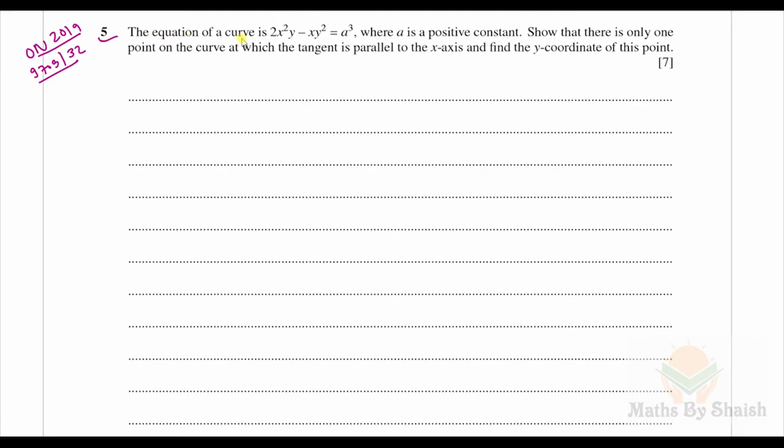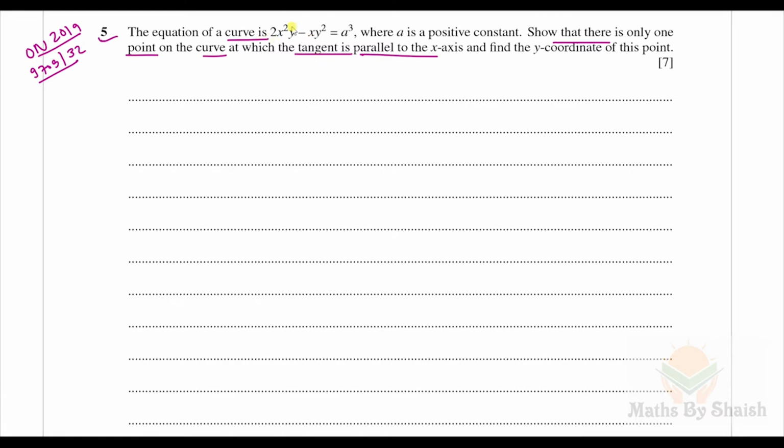The equation of a curve is 2x²y − xy² = a³. Here y is given implicitly. Where a is a positive constant, show that there is only one point on the curve at which the tangent is parallel to the x axis. So for the tangent parallel to the x axis, we need to find dy/dx first of all.